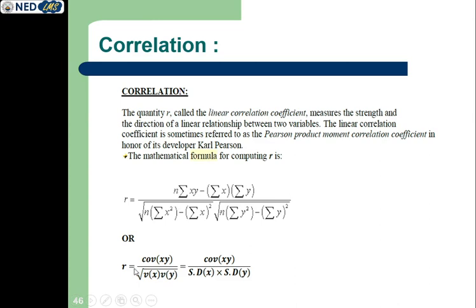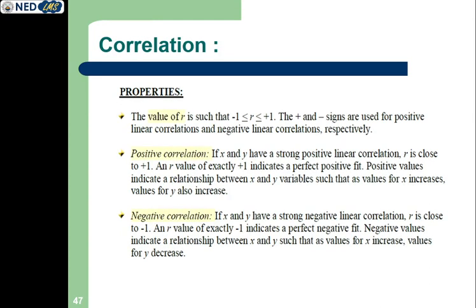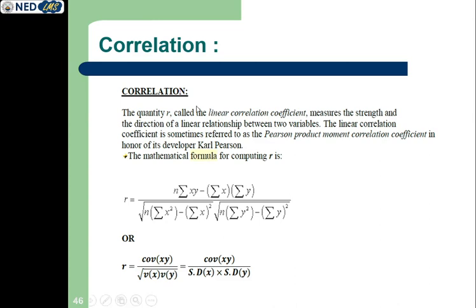Or this is another, covariance form. You can find covariance divided by the square root of variance of x and variance of y, or we can write standard deviation of x and standard deviation of y. So all these formulas belong to the correlation coefficient. One thing to remember, students: we always define a linear correlation coefficient. We always define linear strength between two variables.